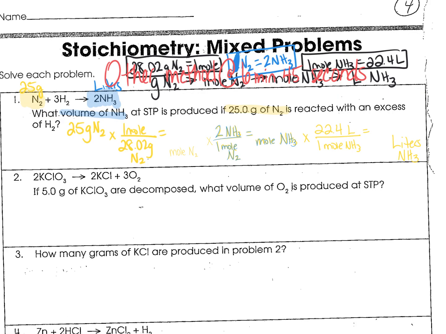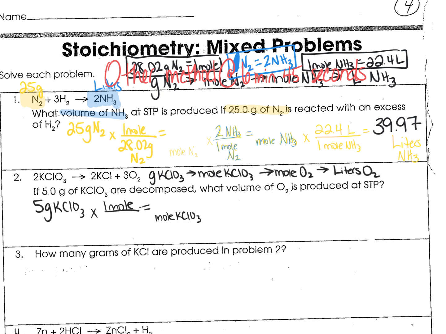So I've got everything laid out, each of my steps. I'm going to convert grams of N2 to moles of N2. Then I'm going to use the coefficients from my balanced reaction to find my moles of NH3. Then I'm going to use the relationship that 1 mole of NH3 is 22.4 liters, and that's going to get my liters of NH3. If you calculated this correctly, then you should get right around 39.97 liters or around 40 liters of NH3.